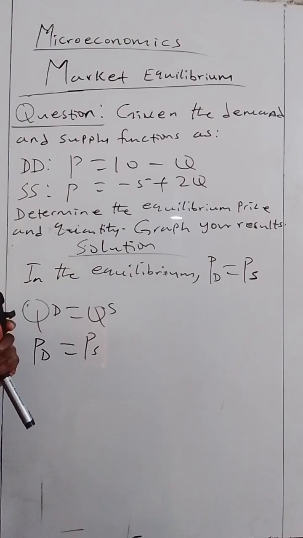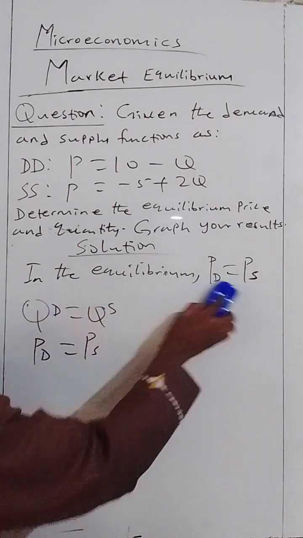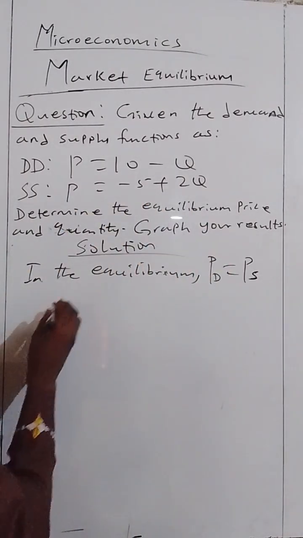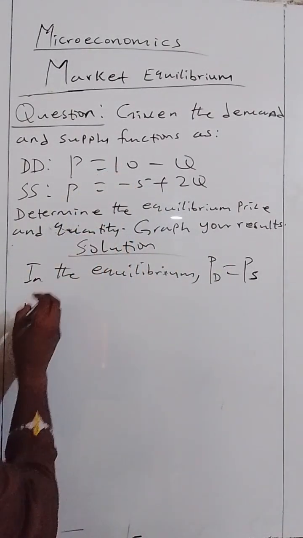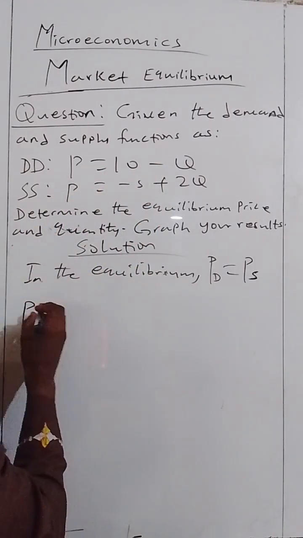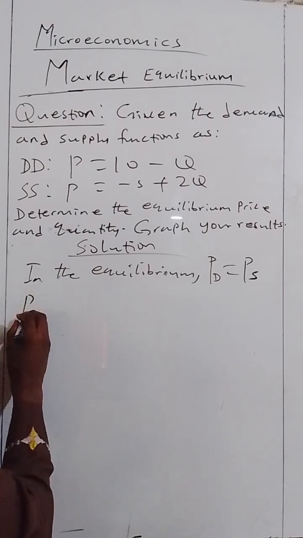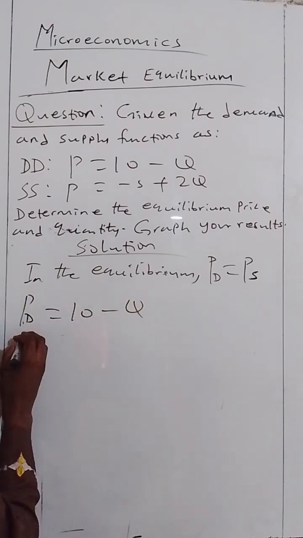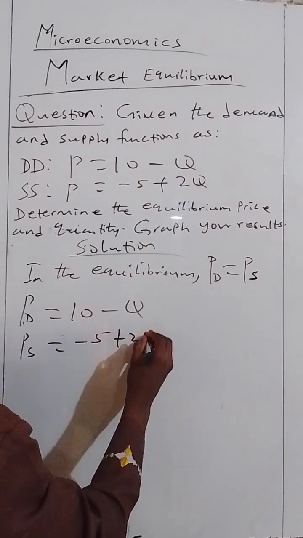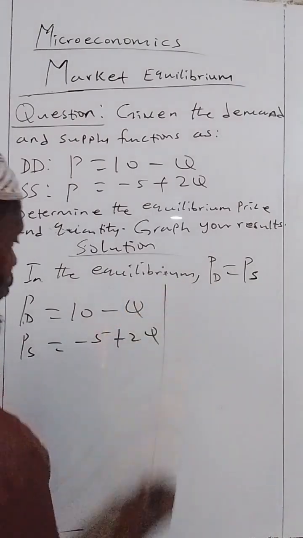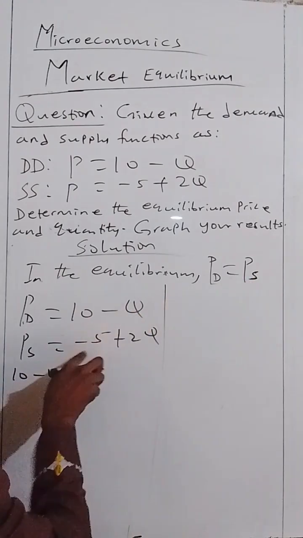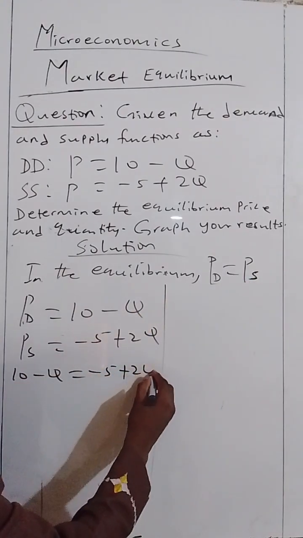But because we are given inverse demand and supply functions here, we are going to use this condition instead of rearranging our functions. So, in other words, what is the function? Don't forget our PD is 10 minus Q, and our PS here is minus 5 plus 2Q. So we have 10 minus Q equals minus 5 plus 2Q.